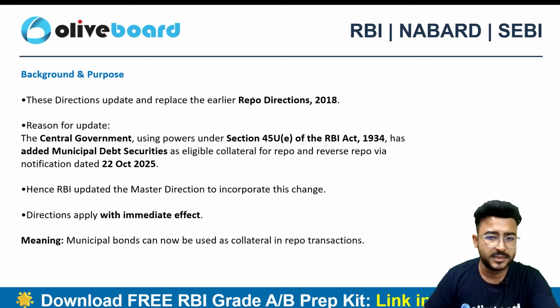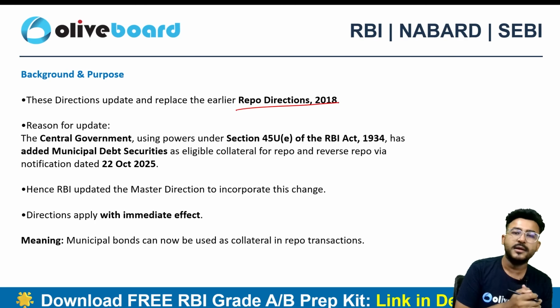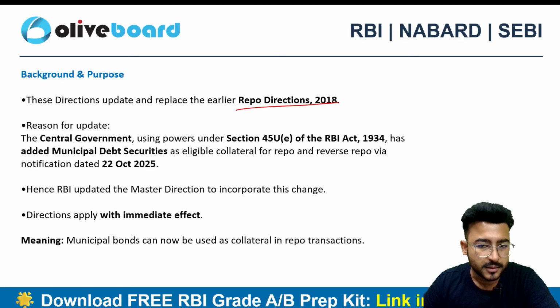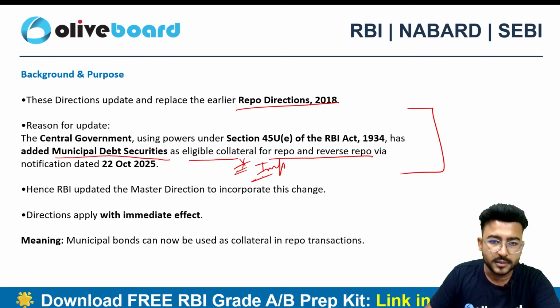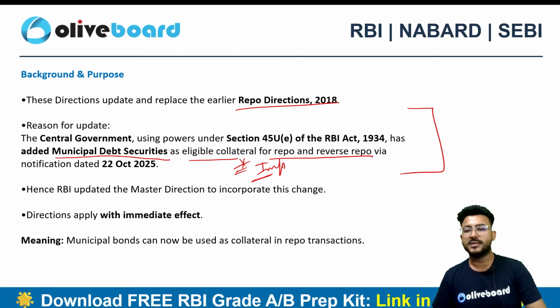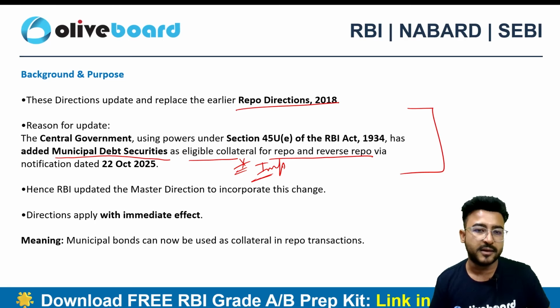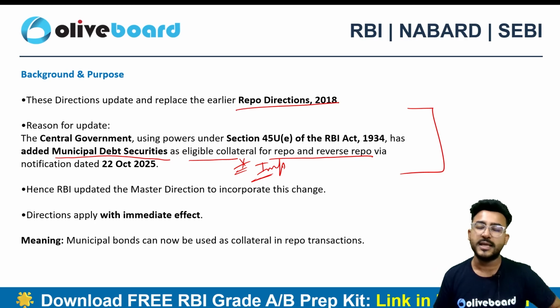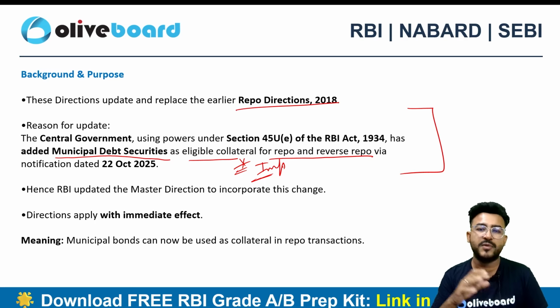Background and purpose. Earlier we used to have the repo direction 2018, and now this has been replaced by repo direction 2025. The twist here is they have added municipal debt securities as eligible collateral for repo and reverse repo via this notification. So this can be very important for your phase 2 examination. If you are giving your phase 2 examination this December, then please do remember that now municipal debt securities are also eligible to be collateral for repo and reverse repo.